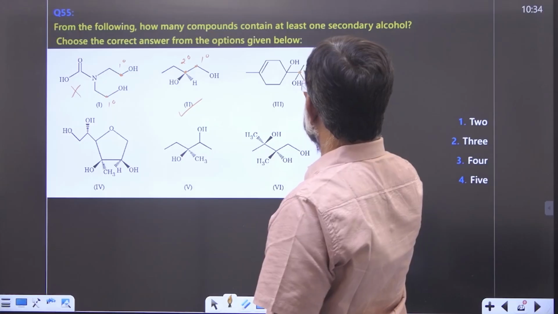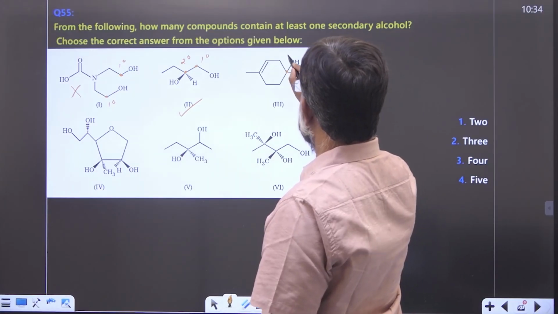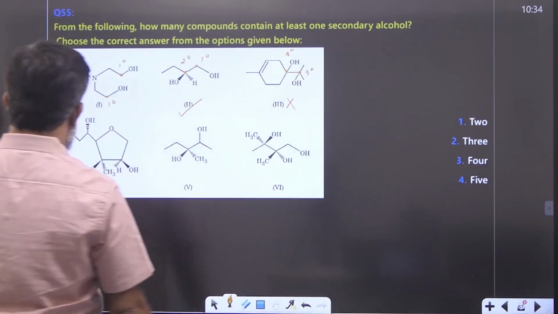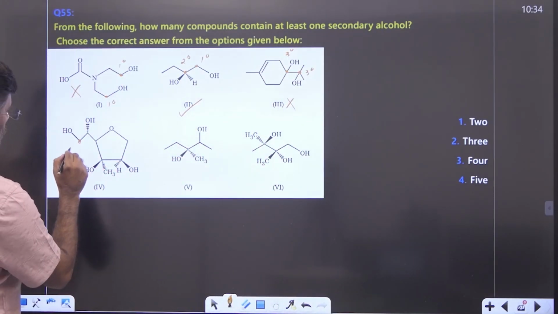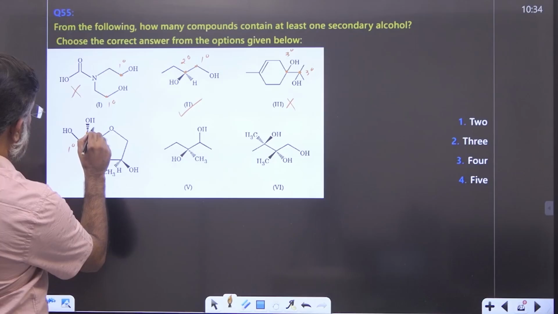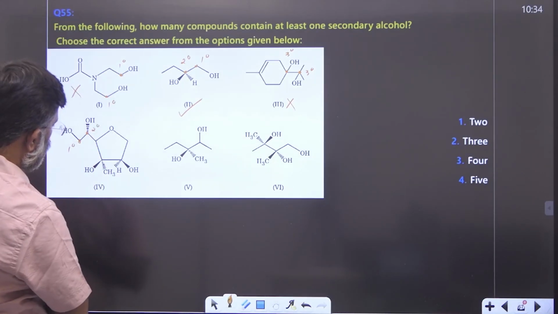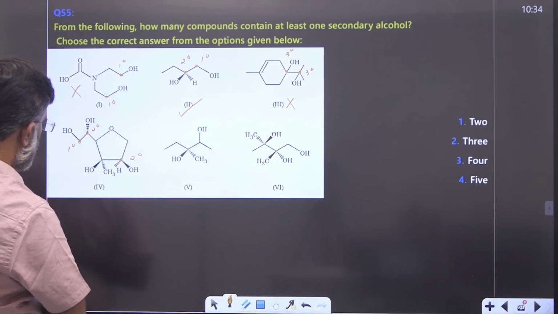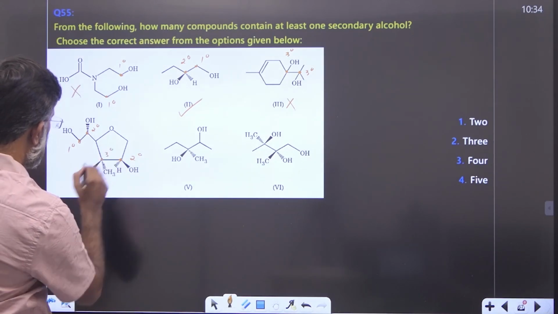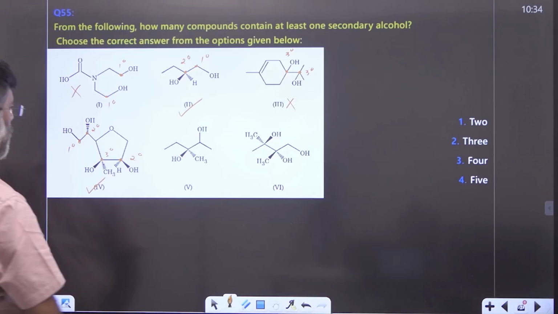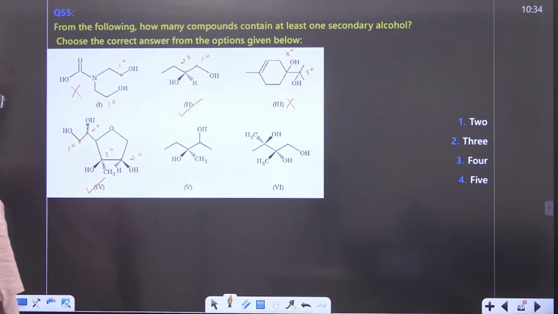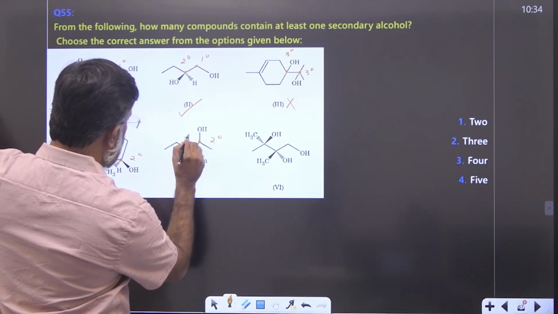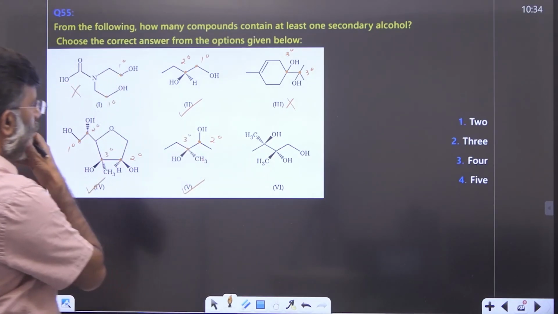This is a tertiary alcohol. This is also a tertiary alcohol. Out. This is a primary alcohol, while this is a secondary alcohol. This is a secondary alcohol, while this is a tertiary alcohol. Anyway, it contains a secondary alcohol, in. This is a secondary alcohol, while this is a tertiary alcohol. Anyway, it is in.